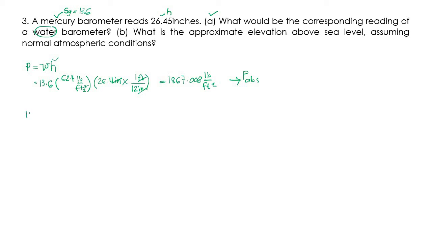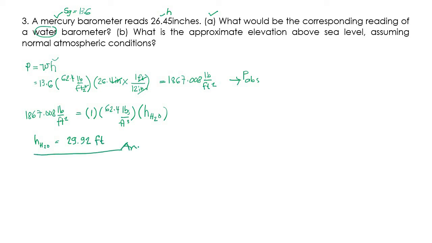So that is the pressure. 1867.008 pounds per square feet is equal to the specific gravity of water, which is 1, multiplied by the unit weight of water, which is 62.4 pounds per cubic feet, multiplied by the unknown, which is the height of water. So from here, the height of water is 29.92 feet. This is now our answer for item A.